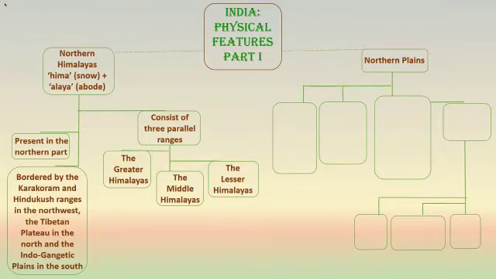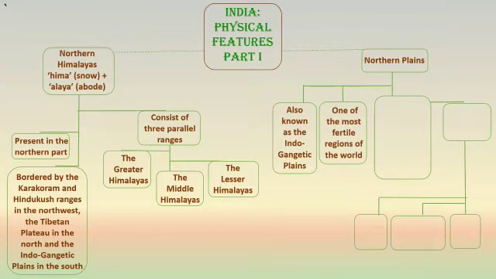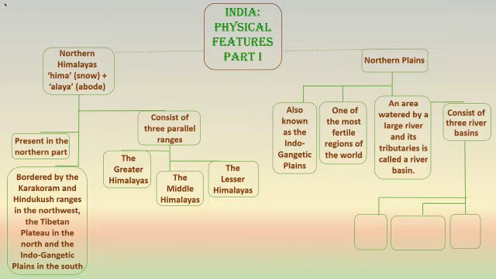Northern Plains. It is also known as the Indo-Gangetic Plains. It is one of the most fertile regions of the world. An area watered by a large river and its tributaries is called a river basin. It consists of three river basins: the Ganga basin, the Brahmaputra basin, and the Satluj basin.